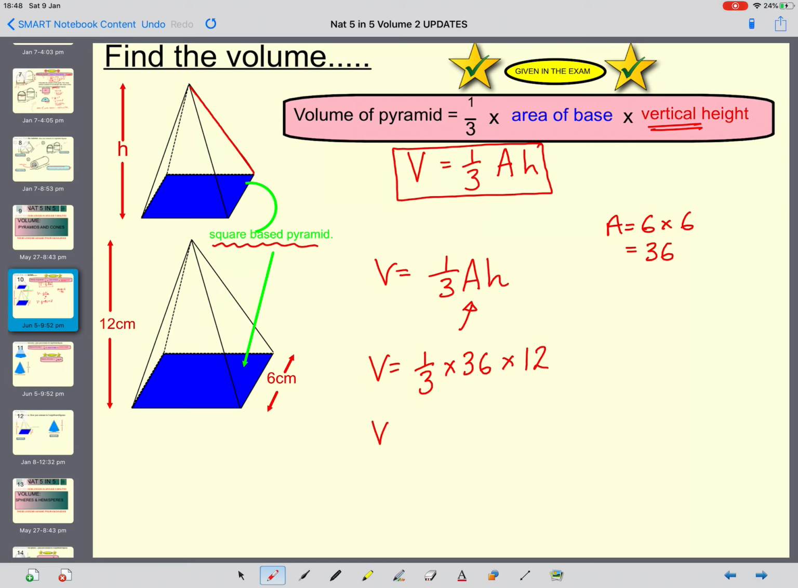and you can use your calculator to type all that in, or you can work it out in your head, and your answer is 144 centimeters cubed. And that is your final answer. Okay, let's look at the next one.